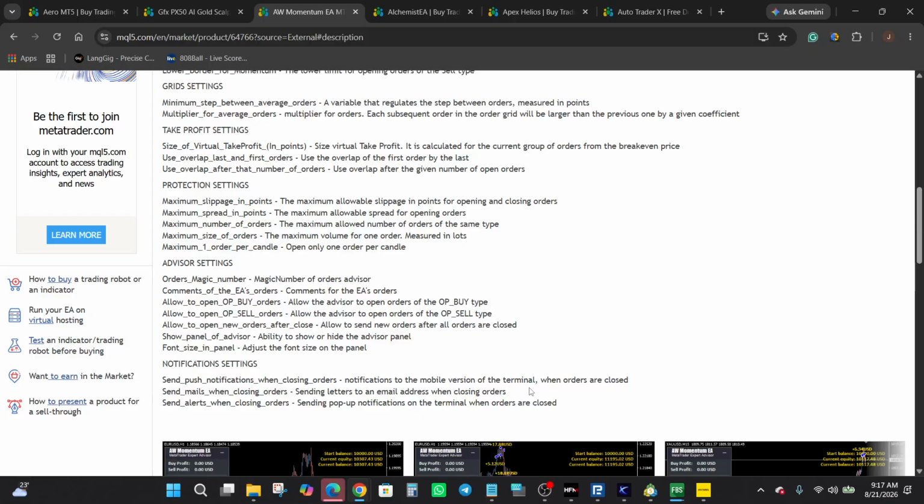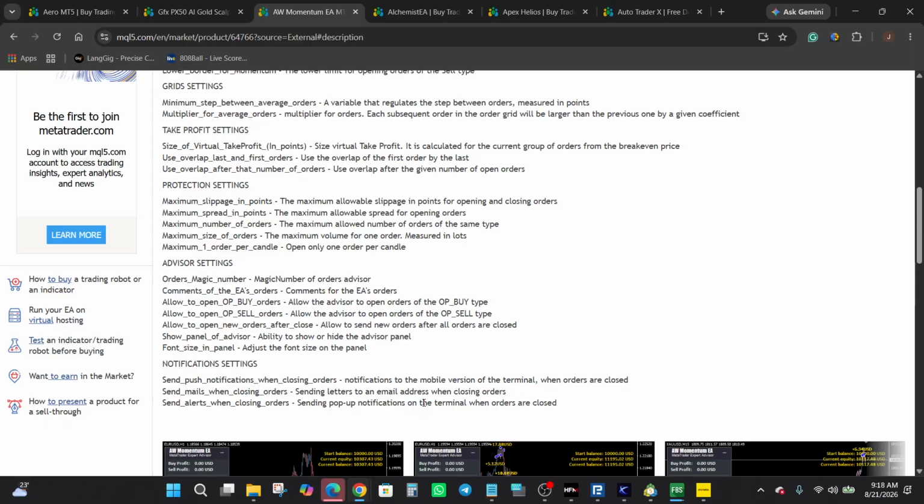Overall, based on the marketplace information, AW Momentum EA is a fully automated momentum based system that combines breakout signals with averaging and basket management. The averaging component is particularly important because it means that the EA's behavior and risk cannot be judged simply by looking at its initial entry signal.